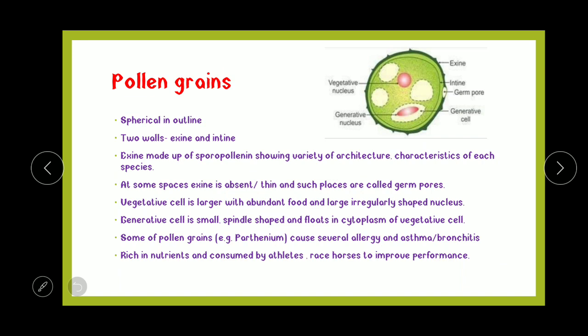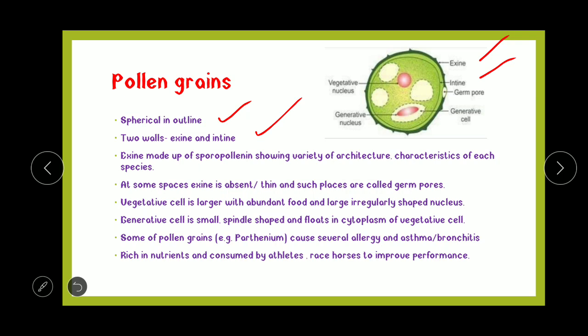Now come to pollen grains. Pollen grains are, you can say, immature male gametophytes, because they are not completely matured. In some plants they are shed at the two-cell stage, and they have to undergo mitosis to form two male gametes. That's why they are immature male gametophytes. They are spherical in outline and have two layers, exine and intine. We have already discussed this. You can see in the diagram, the outer layer is of sporopollenin, and the inner layer is of cellulose and pectin.